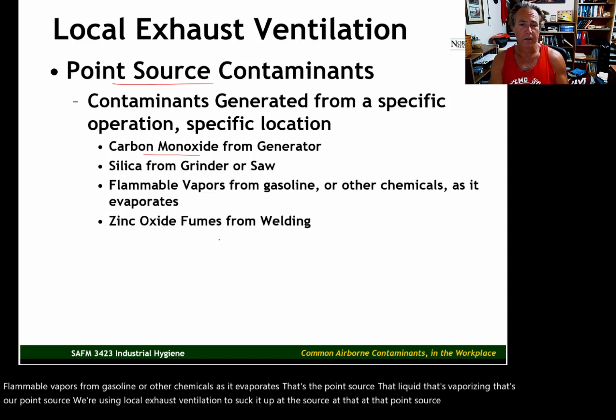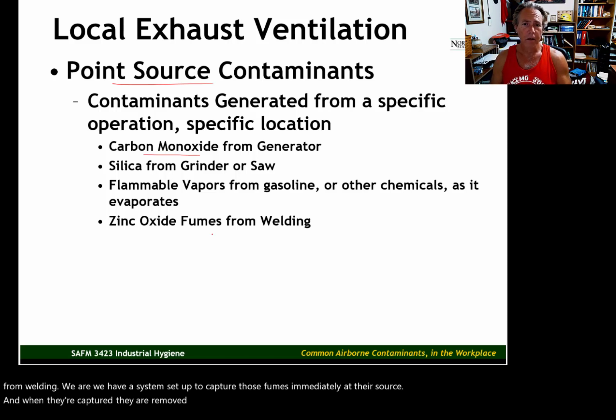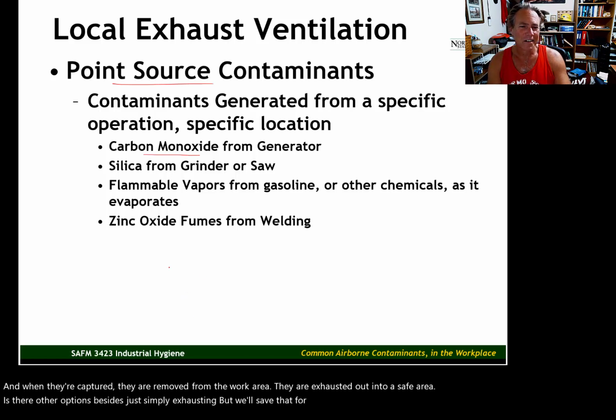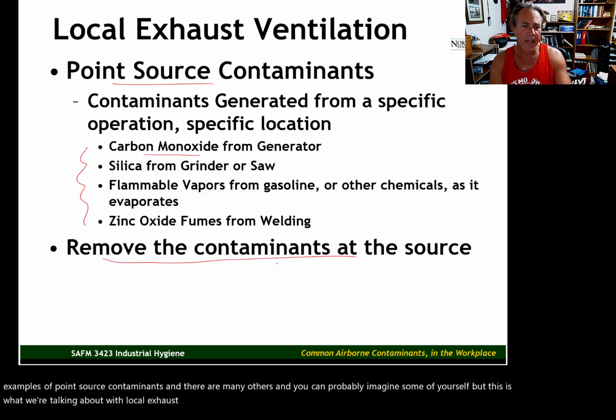Zinc oxide fumes from welding. We have a system set up to capture those fumes immediately at their source. And when they're captured, they are removed from the work area. They are exhausted out into a safe area. There are other options besides just simply exhausting, but I'll save that for the next industrial hygiene class. But these are examples of point source contaminants, and there are many others, and you can probably imagine some yourself. But this is what we're talking about with local exhaust ventilation, removing the contaminants at the source.